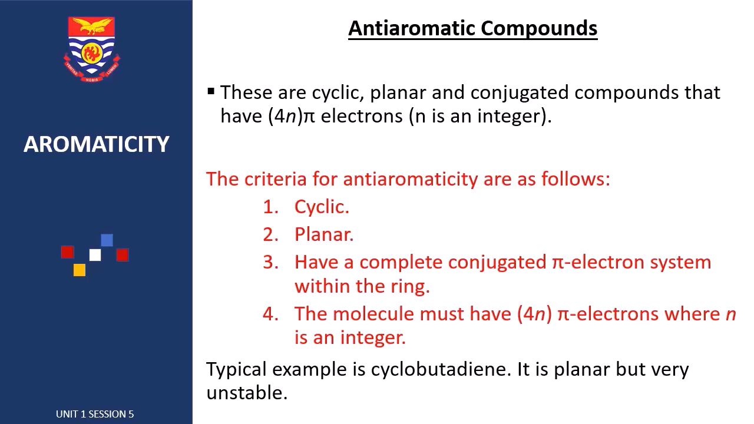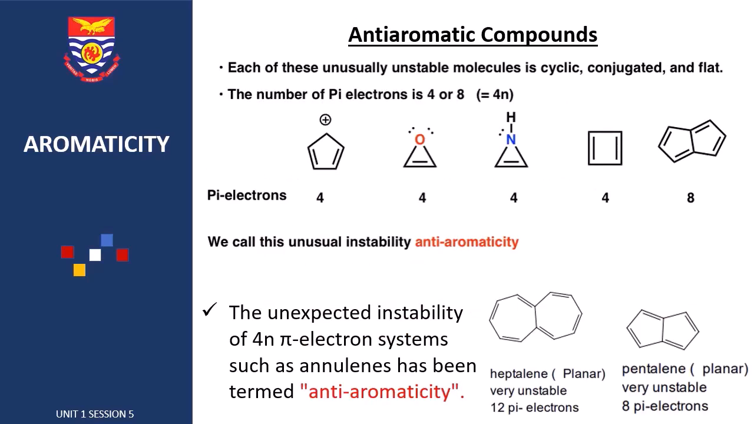The typical example is cyclobutadiene. When we were talking about cyclobutadiene, we said it is not an aromatic compound, although it's planar, cyclic, and conjugated. It's not aromatic because it does not obey the 4n plus 2 pi electron system, but rather obeys the 4n pi electron system. So if you use the 4n pi electron system, 4n will be equal to 4, and n will be equal to 1. So if n equals 1, then cyclobutadiene obeys the 4n pi electron system.